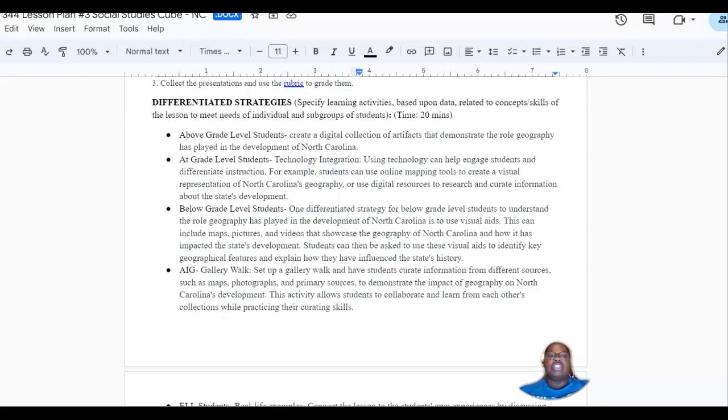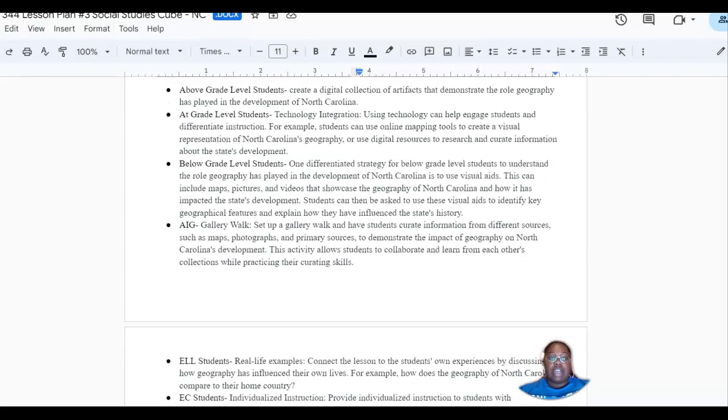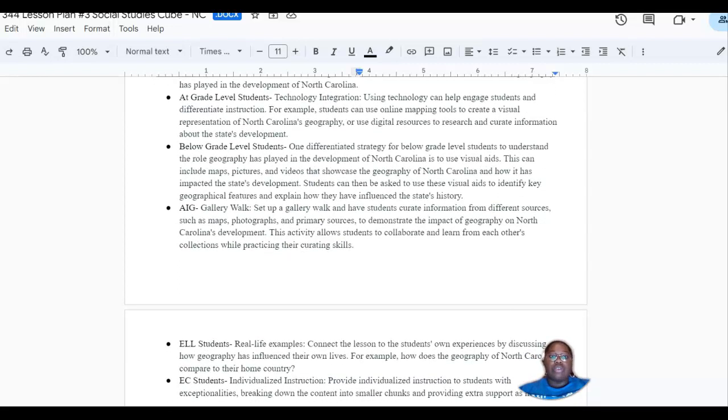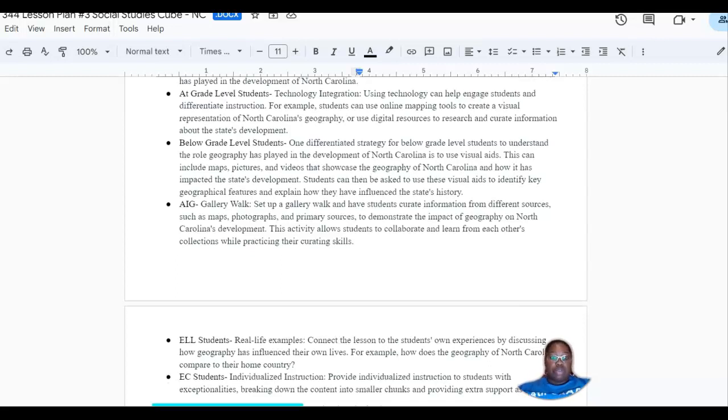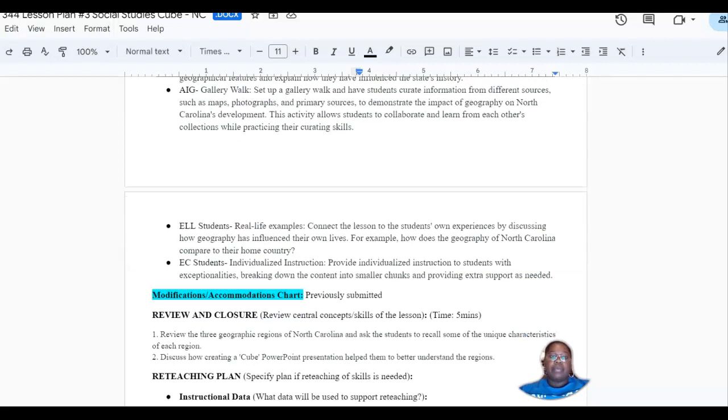All right, so right here are the differentiated strategies for each level. So we have above grade level students, they're going to create digital artifacts. At grade level students, they are going to use online mapping tools to create a visual representation of North Carolina's geography. The below grade level students, they are going to use visual aids. I'm going to set up a gallery walk and have them create information from different sources such as maps, photographs, and primary sources to demonstrate the impact of geography on North Carolina's development.